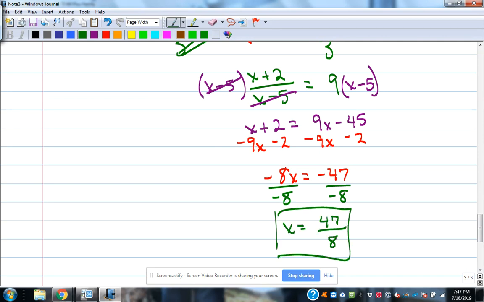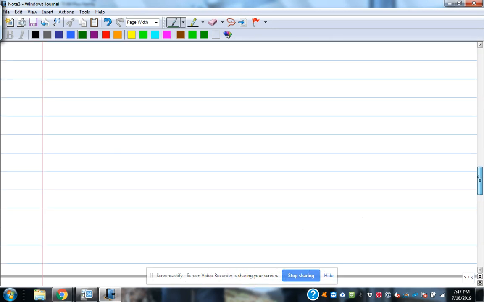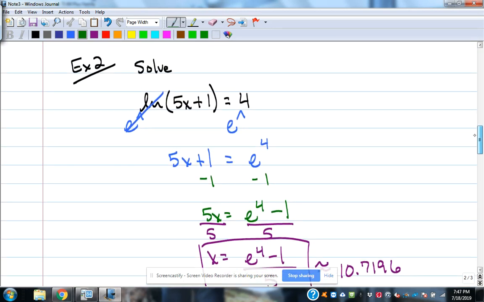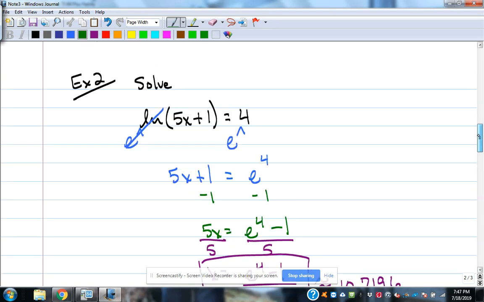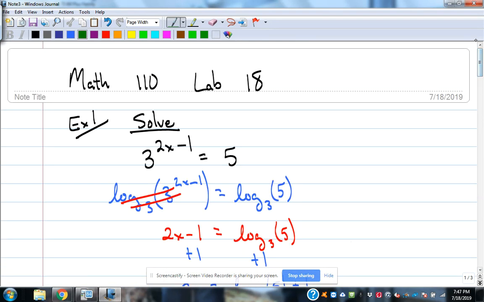Keep in mind that you need to check the solutions to your logarithmic equations to ensure that you're not taking the log of 0 or a negative number. Make sure of that, and also, if you end up with a rational expression, one of your excluded values here would be 5 for this one. If you plug that back in, it does work for this problem. Similarly, for this problem, plug back in the 10.7196. It does work for this problem as well. So always check for extraneous solutions. Math 110, lab number 18.